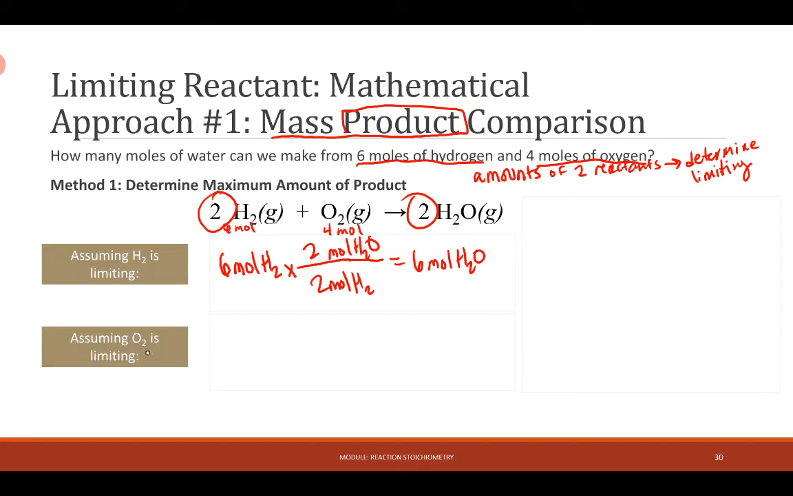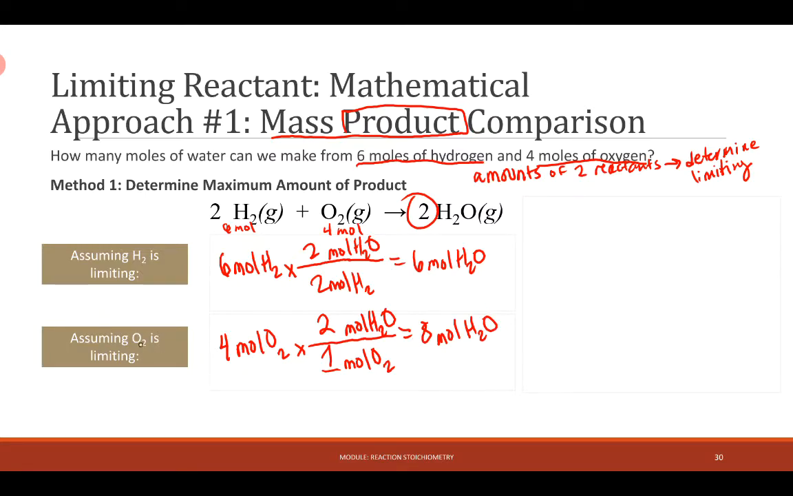But what if O2 was limiting? How much water could I make if I use up all of the O2 instead? I do have fewer moles of O2, so maybe all the O2 runs out first. Let's find out. So I'm setting up my conversion factor to switch between compounds, only now I'm not using that coefficient, I'm using that coefficient, which is a 1. And that's a 2. That's going to equal 8 moles of H2O. So that means that if I use up all of my O2 gas, I would have 8 moles of H2O.